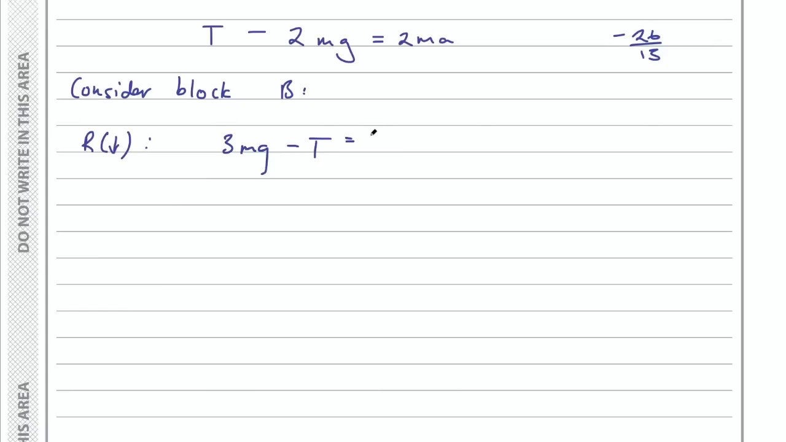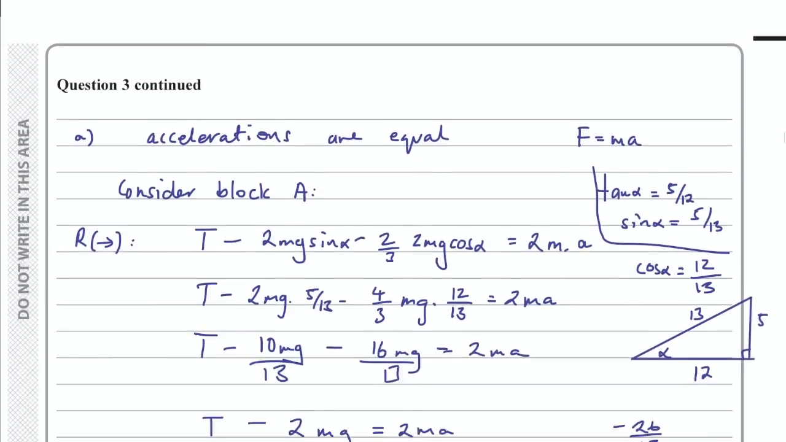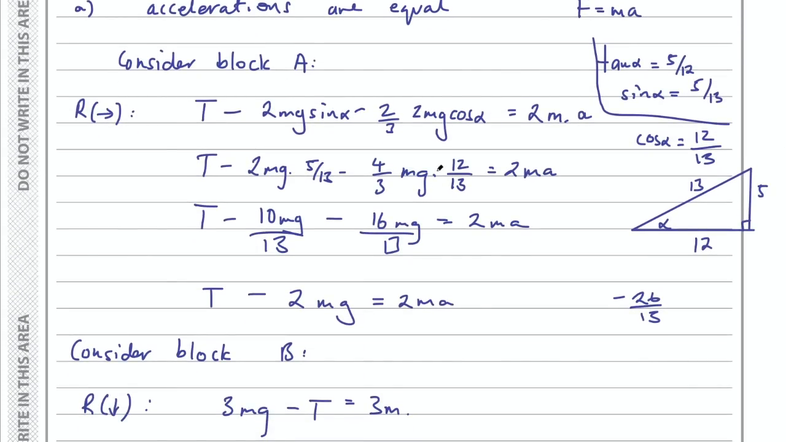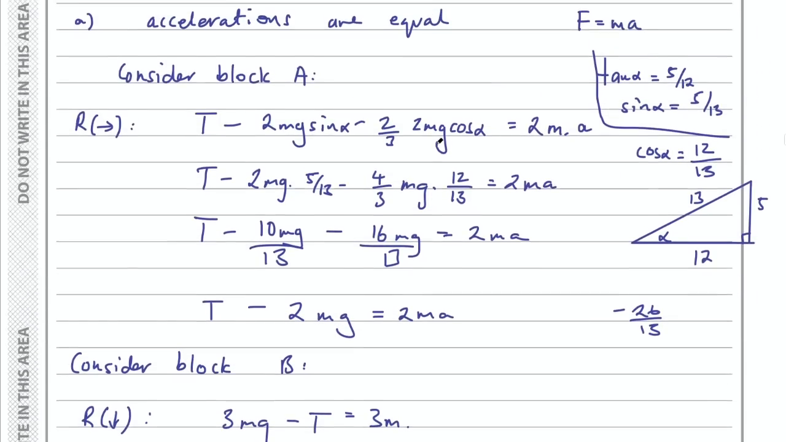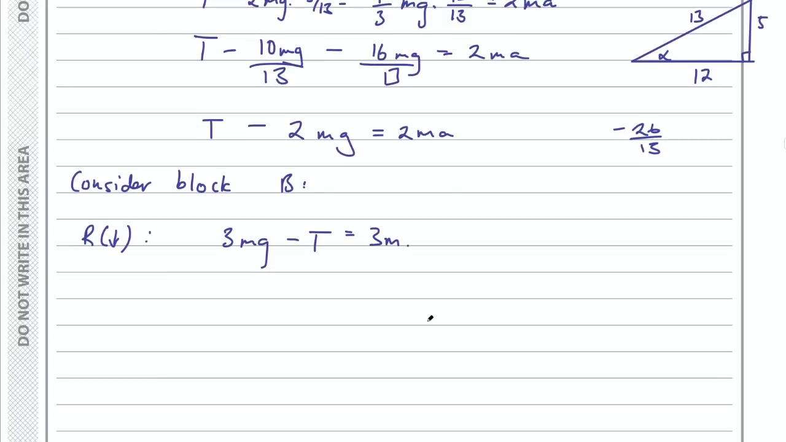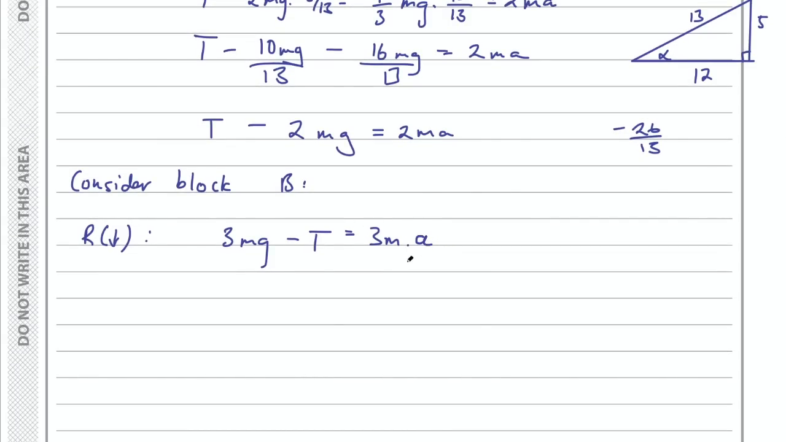This is equal to the net force, mass times acceleration. So the mass is 3m times the acceleration. The acceleration here is the same as block A, so we can use the same variable we used for the first equation here, just a as well. And that's really the key that allows you to rearrange and solve for T.